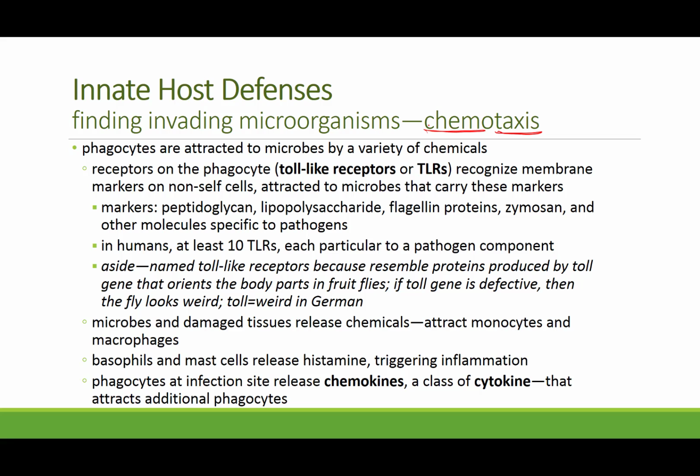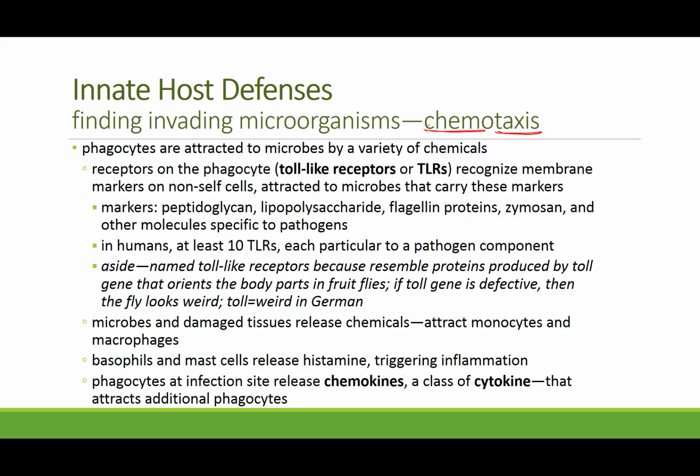The markers can include things like peptidoglycan, which is the material that makes up the cell wall of a bacterium; lipopolysaccharide, another compound that is found in cell walls; flagellin proteins, so these are the proteins that build the flagella or that are associated with the flagella of bacteria; zymosin, and other molecules that may be specific to the pathogen. So any of these materials that are found on the pathogen but not found in the human body can act as markers of non-self cells.